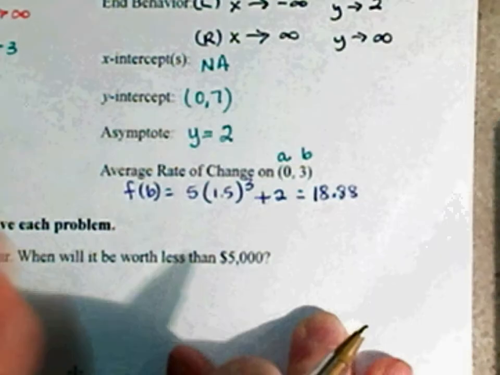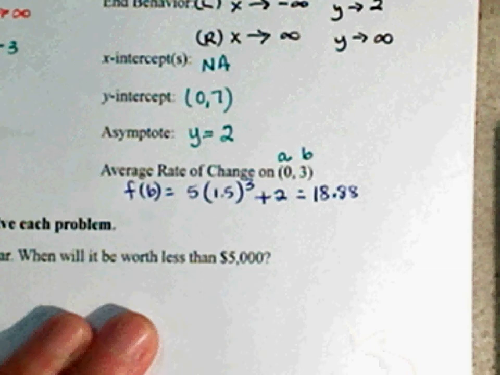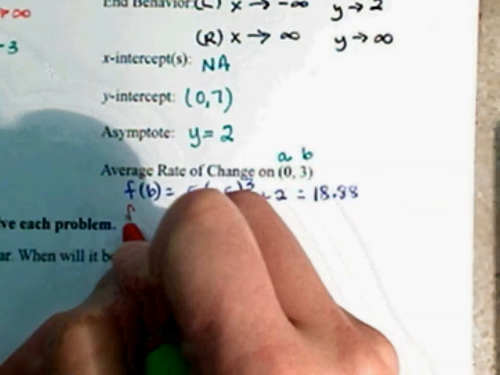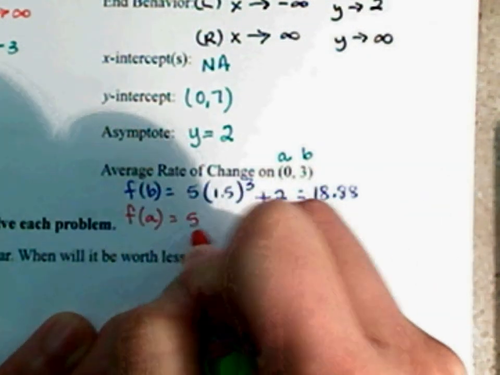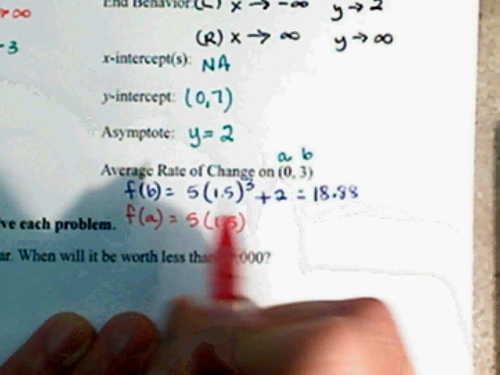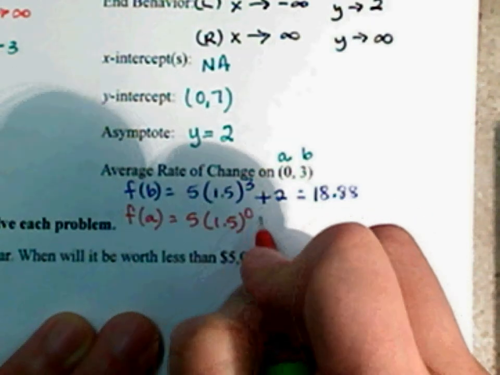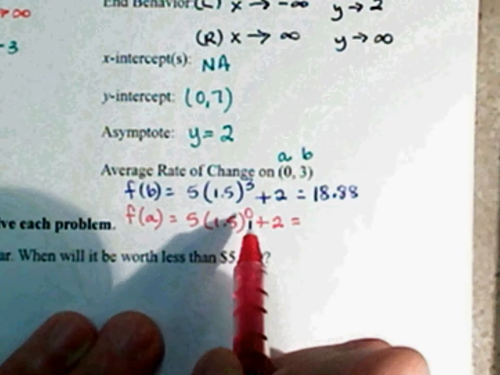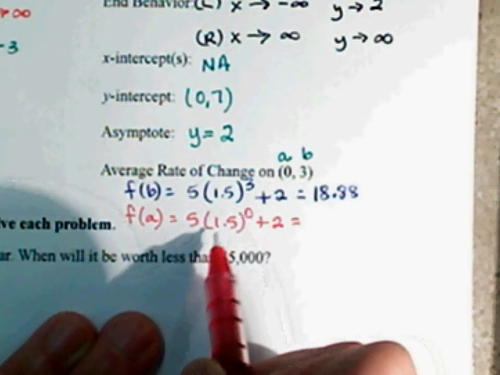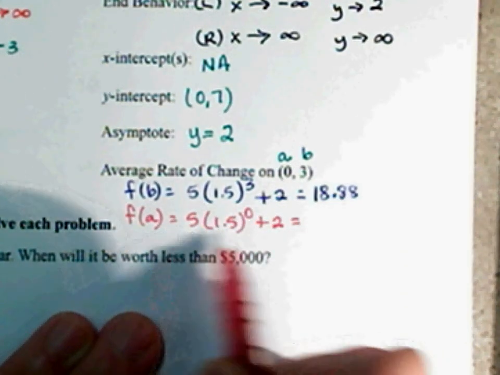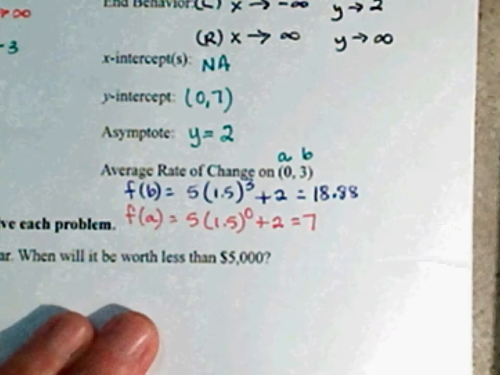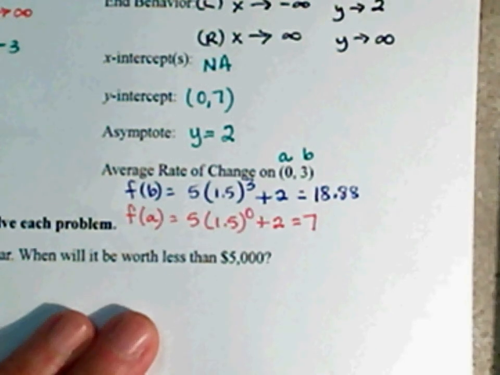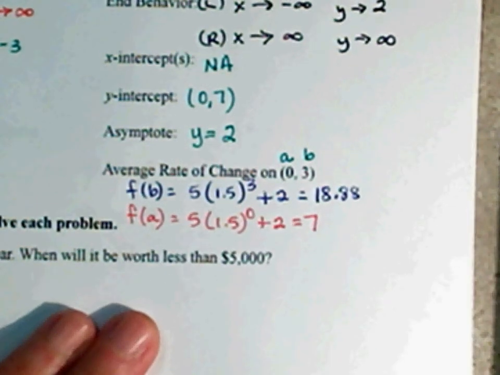Your f of a. Same thing. 1.5, except your a is 0, plus 2. Okay? You can type that in, or you can say, hey, anything to the 0 power is 1. 1 times 5 is 5, plus 2, that gives you 7. So you can do the math in your head, or you can type it in. Okay? So now you've got your b and you've got your a.